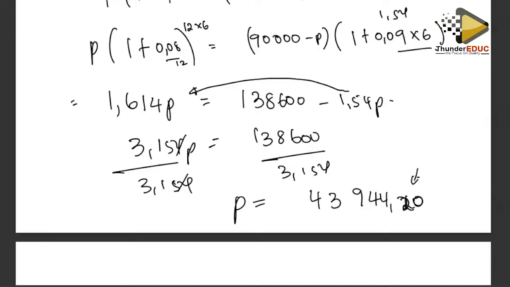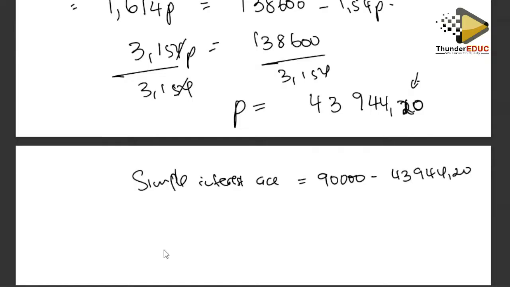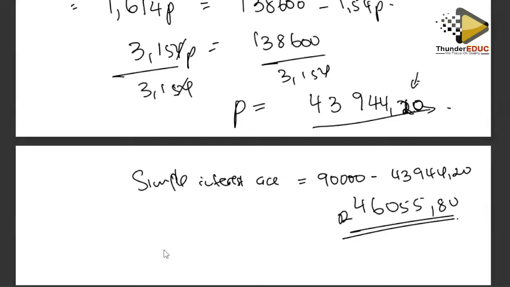And then to get the amount for the simple interest account, it's going to be 90,000 minus 43,944.20. Okay, so 90,000 minus 43,944, I'm getting 46,055.80. So that's how much must be invested in the simple, and how much must be invested in the compound. All right, so that is how we would have gone about that question.